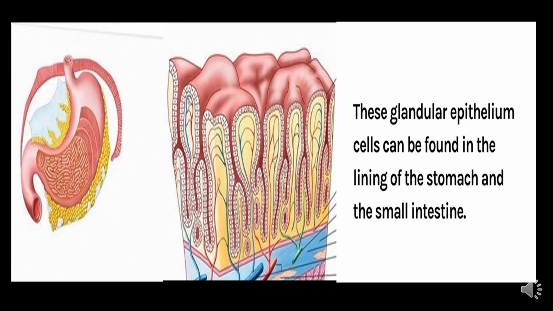These kinds of tissues are present in the walls of the epithelium in the lining of the stomach and small intestine. There they perform the function of secreting various enzymes which are useful for digestion. Also the walls of the stomach secrete HCl and other digestive juices. So all these juices are secreted by these glandular epithelial cells.